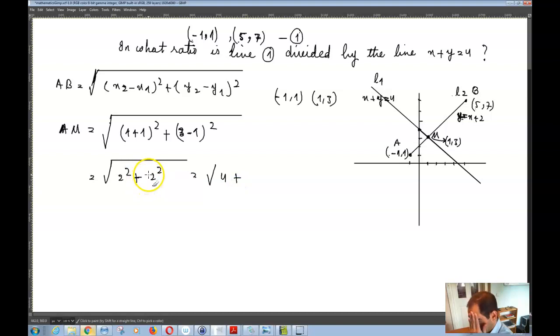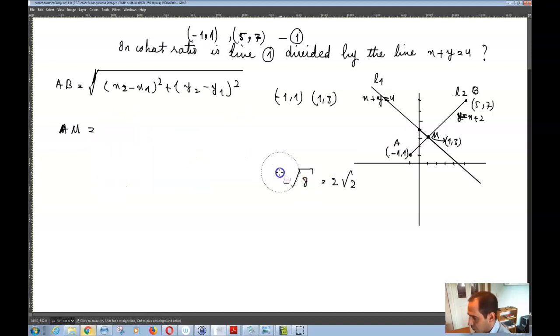plus 4, 2 squared is 4, so that's the square root of 8, which is equal to 2 square root of 2, because 8 is 2 times 4, so 2 square root of 2. So that means that AM is equal to 2 square root of 2.